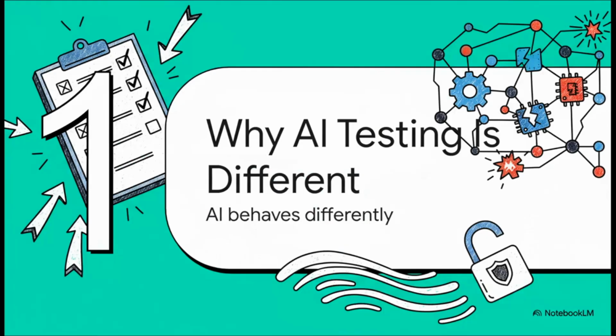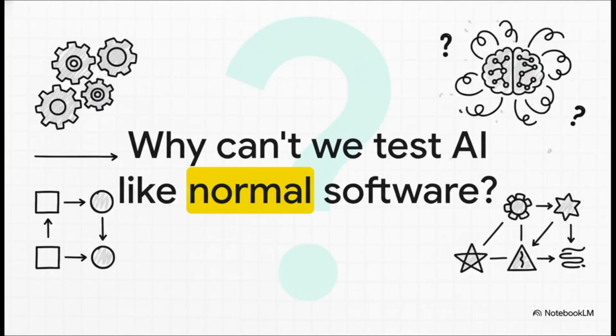Let's get into it. Okay, first things first, we have to get one thing straight. You can't just use your old security playbook for this stuff. It just doesn't work. But why not? What makes AI systems fail in such completely new and surprising ways? Why can't we test it like normal software?